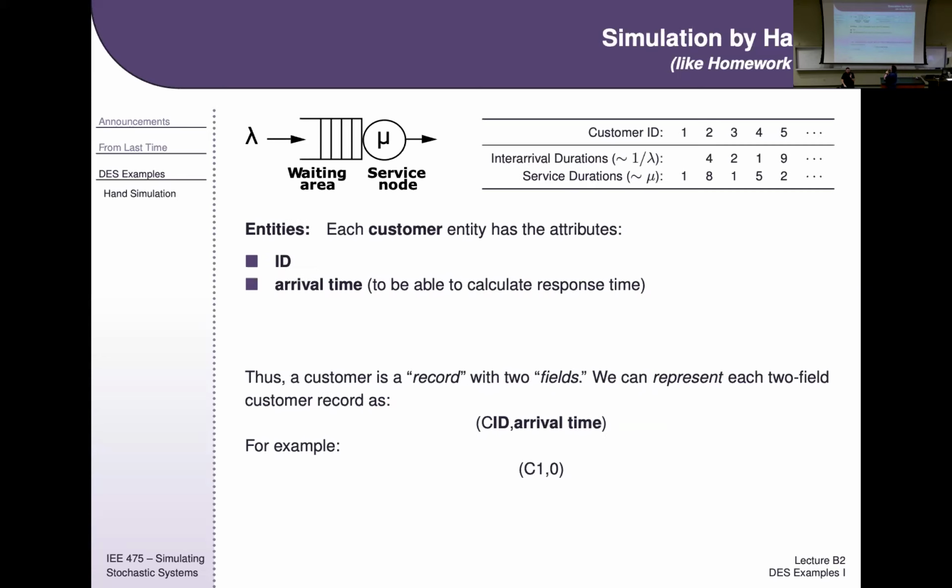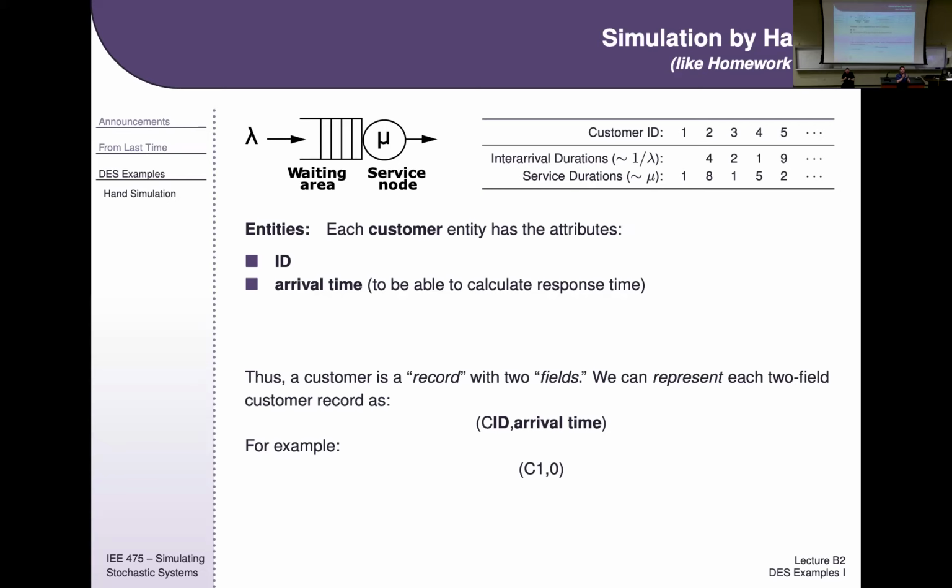Okay. So we have to build these records to put in our checkout line. And these are little records with two fields, the customer ID and their arrival time. As a customer arrives, they get moved into the checkout line. That is a state variable keeping track of how many customers are being serviced at the head of the checkout line or waiting behind them.